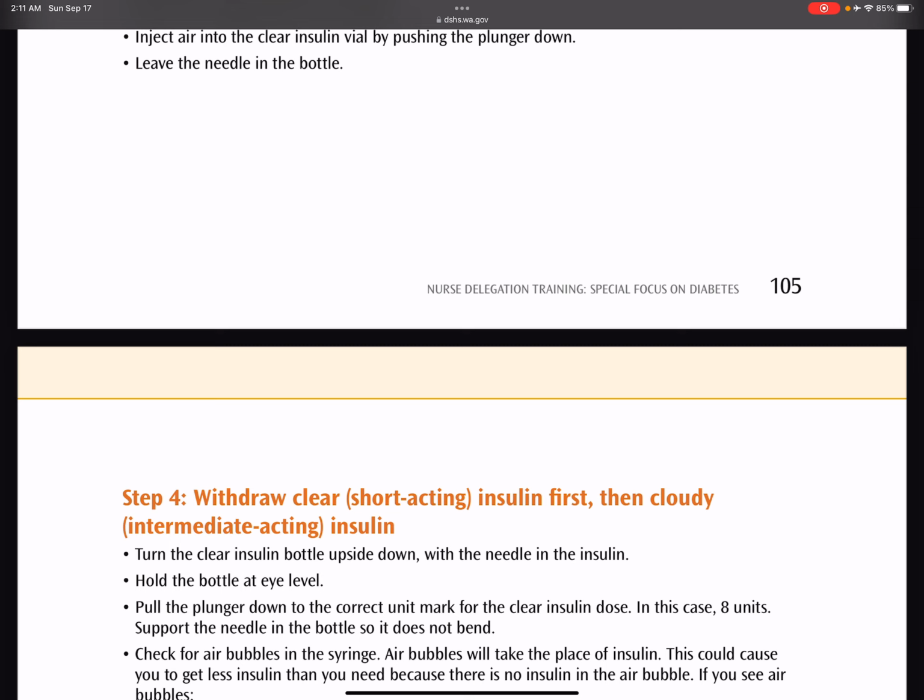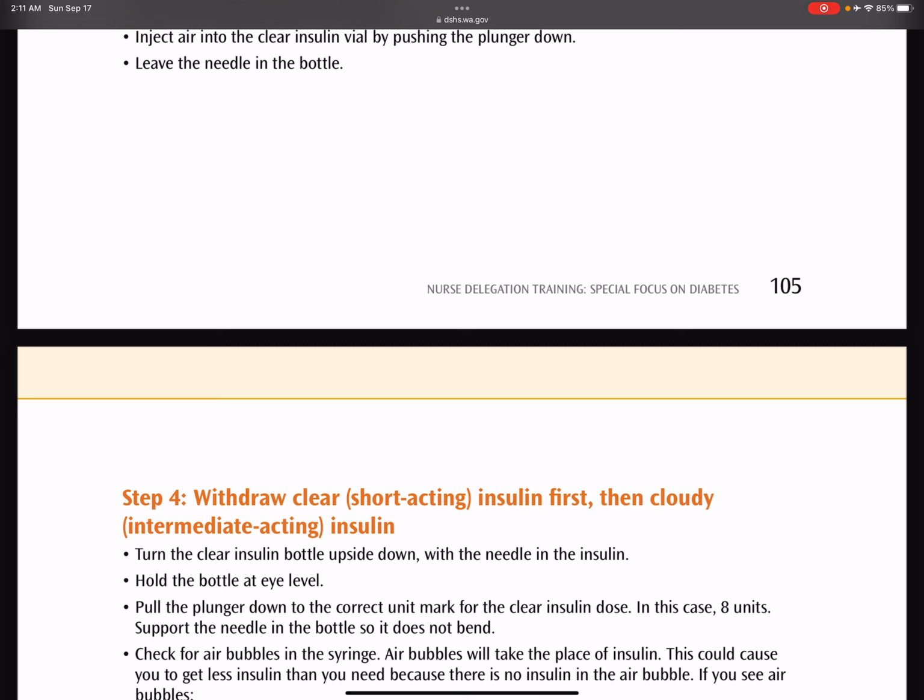All the time you have to hold the insulin at eye level, and then pull the plunger down to the correct unit mark for the clear insulin dose. You have to support the needle in the bottle so it does not bend. Check for air bubbles in the syringe. Pull the bottle away from the needle and set aside the clear bottle.